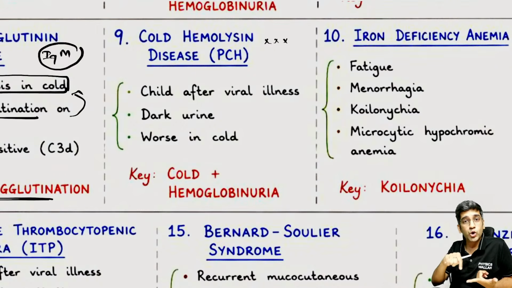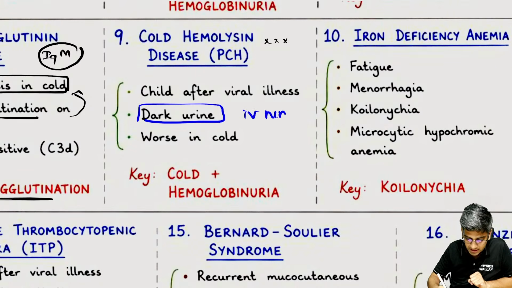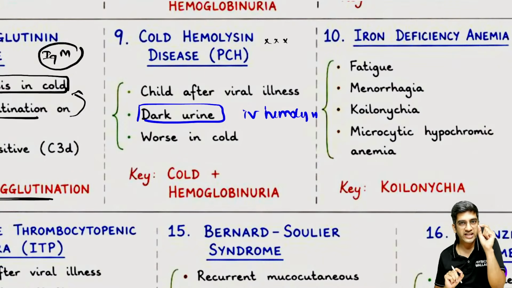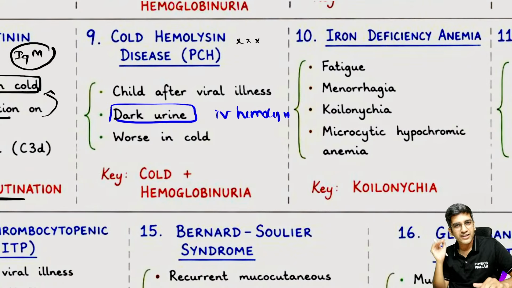If you have an autoimmune hemolytic anemia with predominantly intravascular hemolysis, okay? The only autoimmune hemolytic anemia which presents with intravascular hemolysis is cold hemolysin related, or paroxysmal cold hemoglobinuria, fine? Perfect. Then the routine ones.